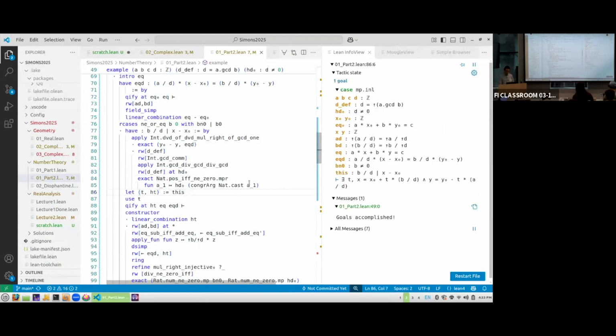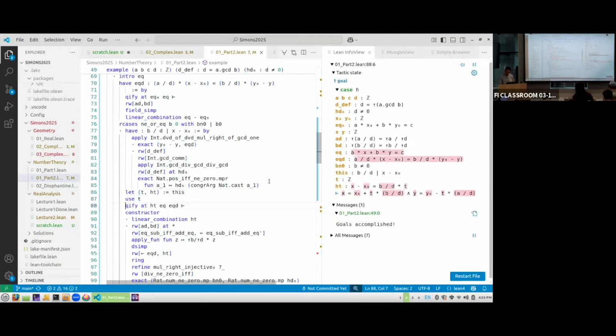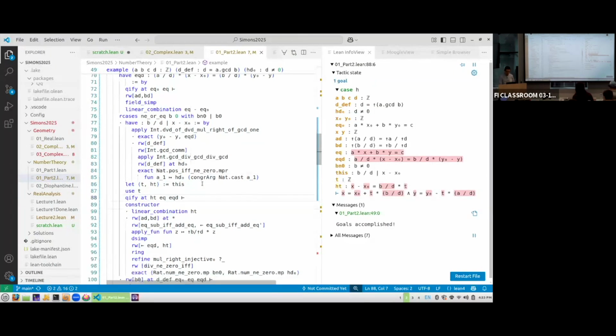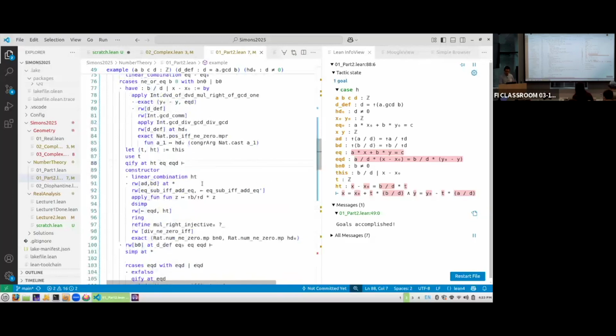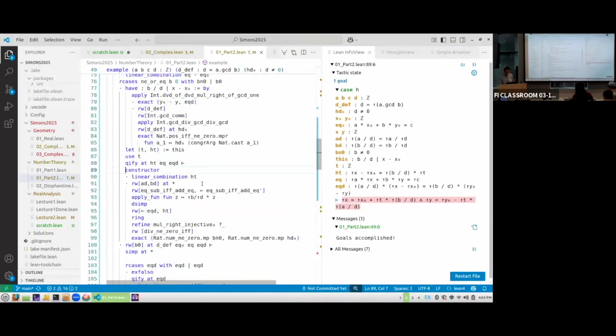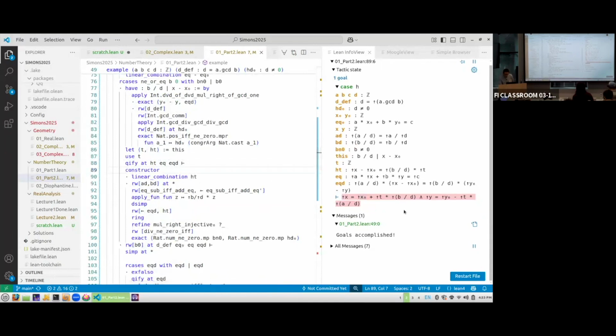All right, and then once we have that divisibility, then that divisibility gives us our T, and we can finally use T and prove the stuff that we want. And so now again, we think it's a statement that's true over Q. And so we do that. And we use constructor because we're trying to prove an and. And of the two statements in the and, the first one is the exact same thing as our HT, just with some terms moved over, so we use linear combination.